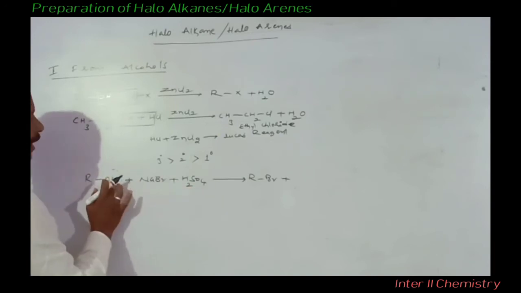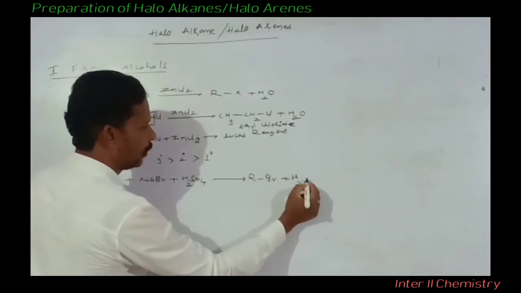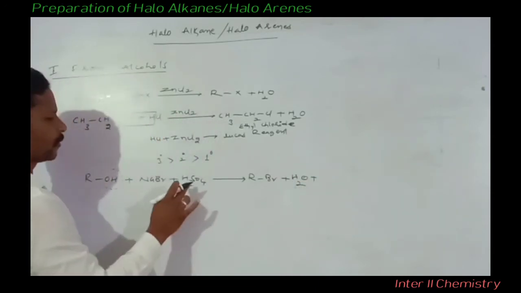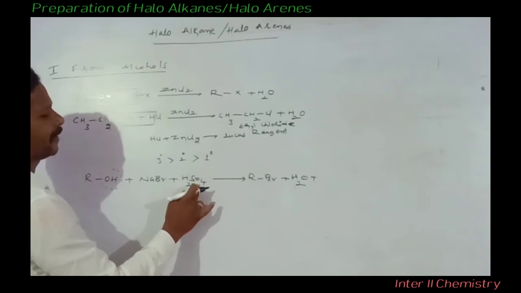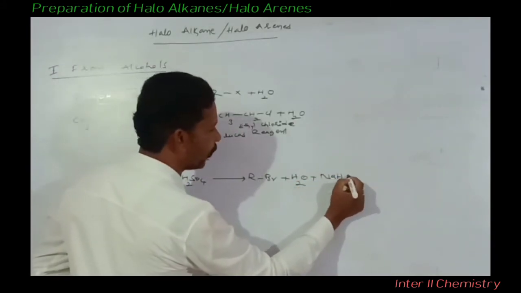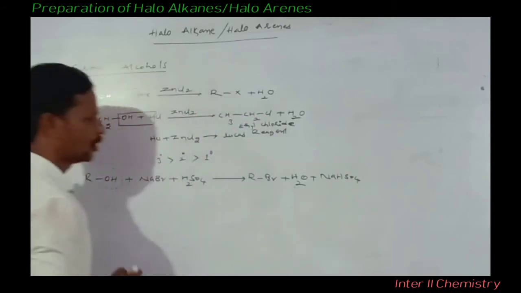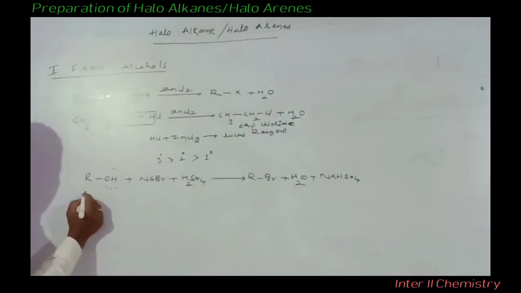The OH and one H are written as H2O, and the remaining part, the sodium atom, is connected with HSO4. Then we get sodium bisulfate. So this is the reaction. In this method also we can prepare alkyl halides.